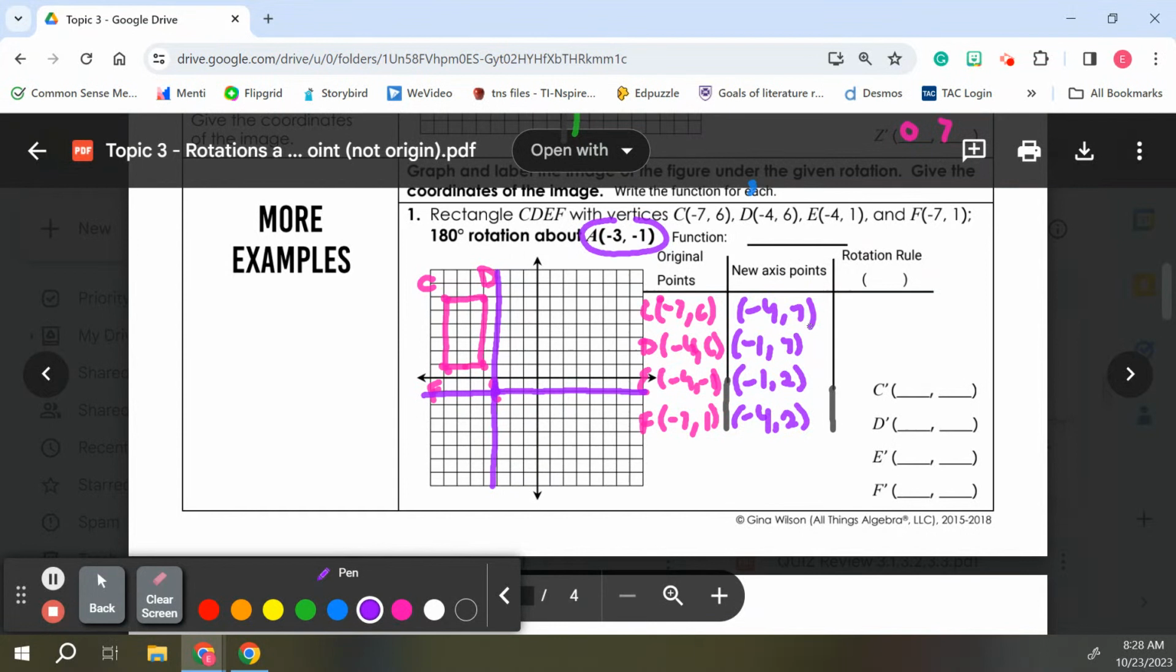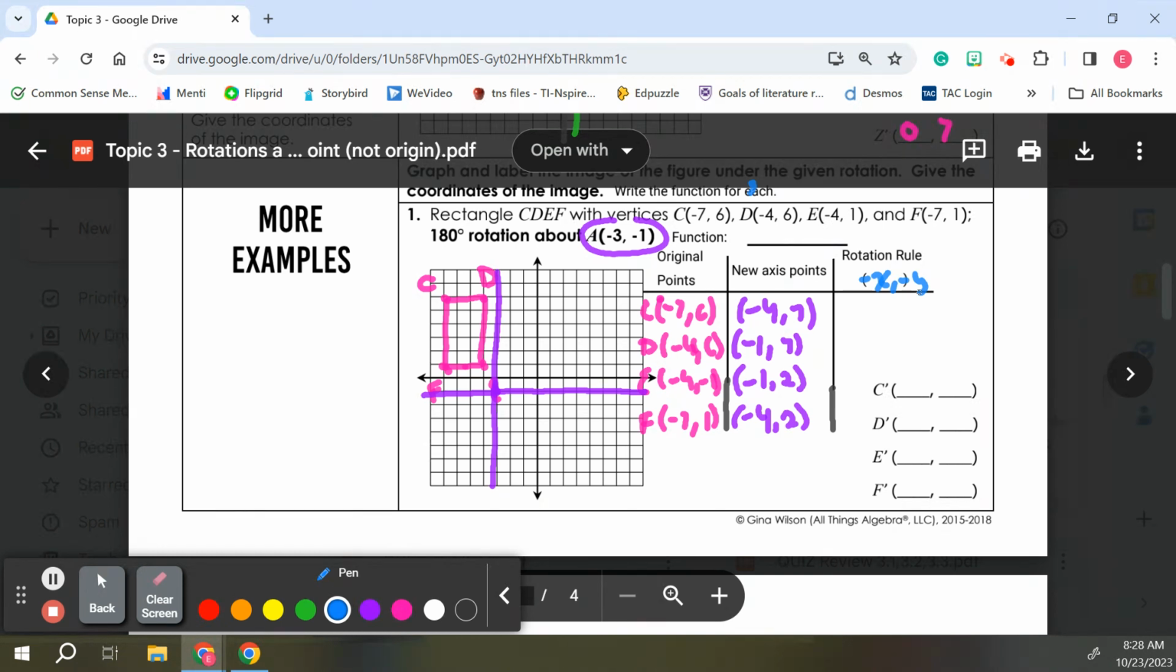Okay. Now that we have the points on the new axis, or these new points, we're talking about 180 degrees about that point, or about the origin in this case. What is the rotation rule for 180 degrees? Who could tell me? Evan? Very good. So I'm just going to put in here -x, -y.